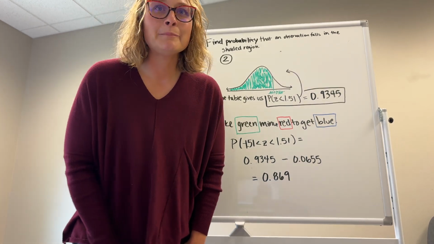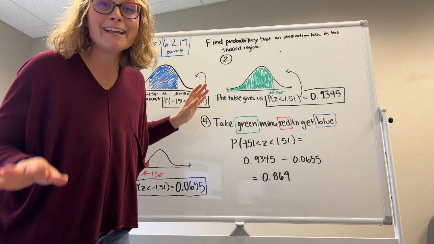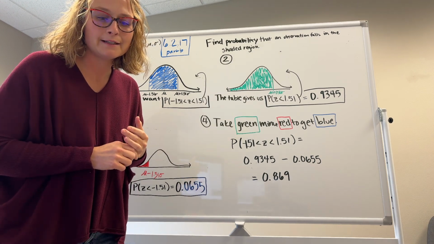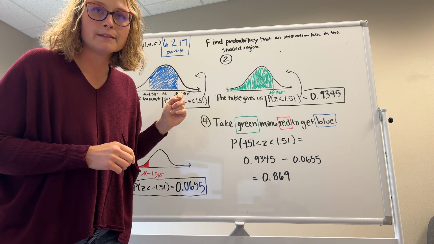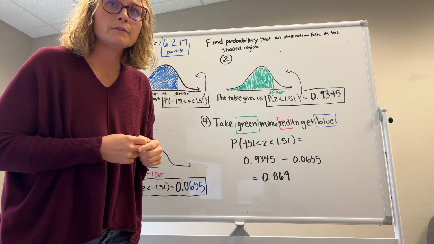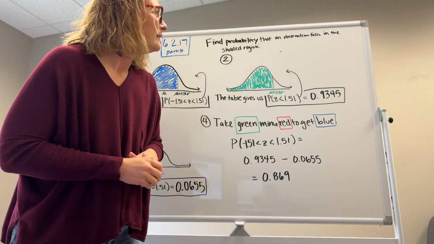So this is part B of exercise 5, or no, see, I keep saying exercise 5. Exercise 6 from week 7. It's 6.2.17 in the study plan. So it's another problem to find the probability that an observation falls in the shaded region.